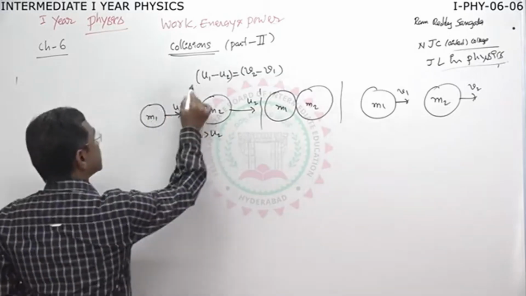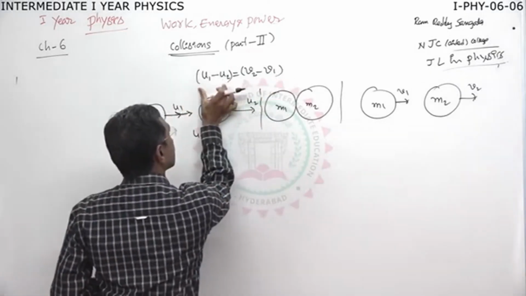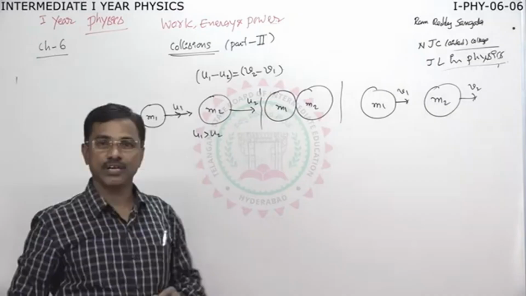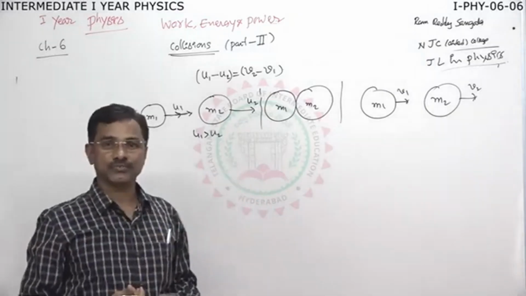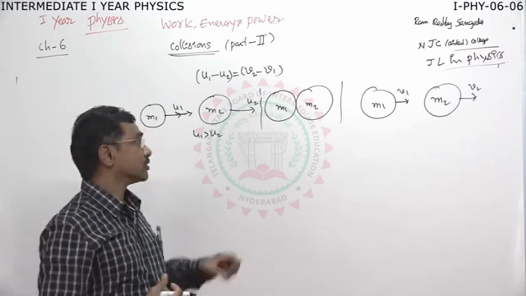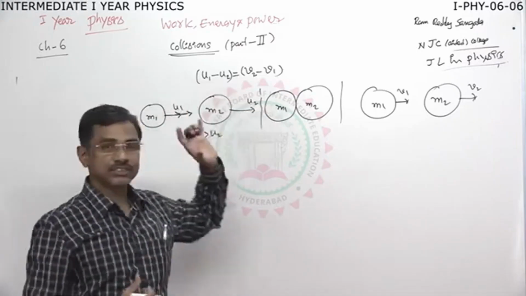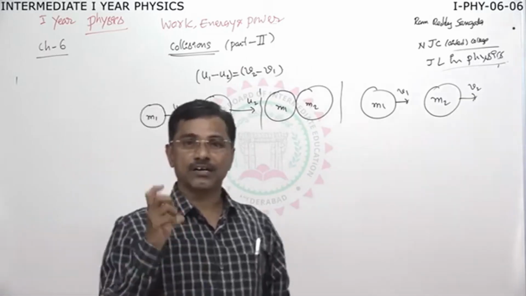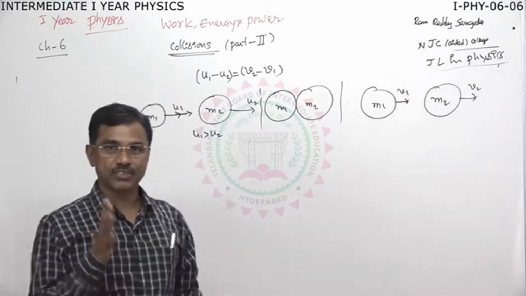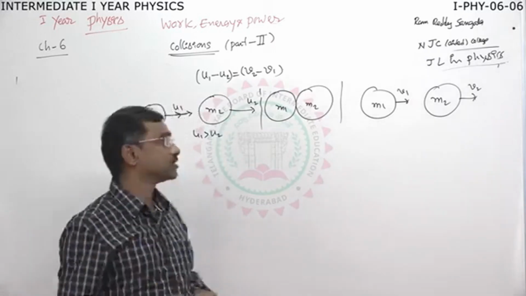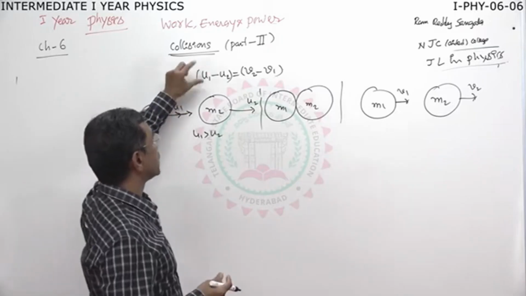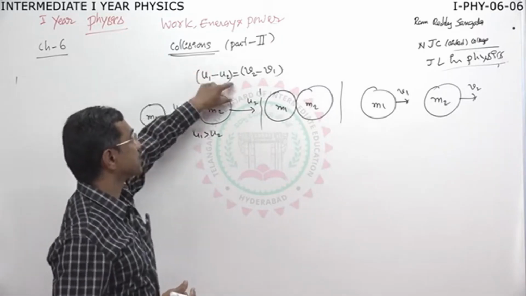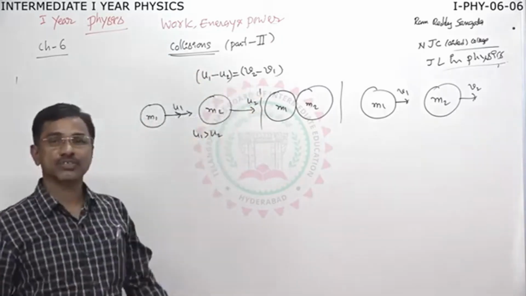Now, the relative velocity of approach is equal to the relative velocity of separation. Up to this, you have to derive, and it is a continuation further. I'll just remind you. In the previous class, we considered a one-dimensional elastic collision. Then we applied the law of conservation of linear momentum and the law of conservation of kinetic energy. On simplifying the two equations and dividing one equation by the other, we get this final equation: relative velocity of approach is equal to relative velocity of separation.